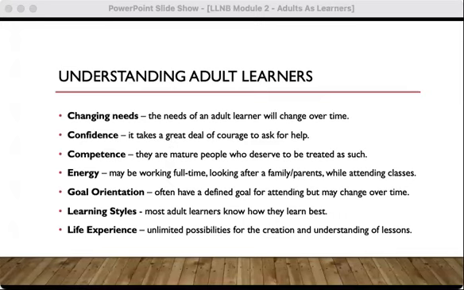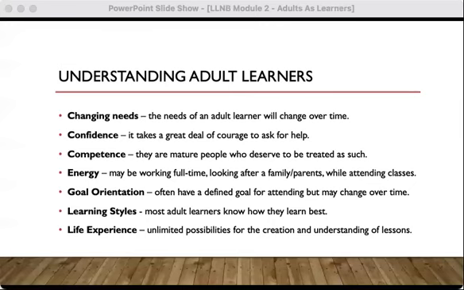Confidence. Adults often come into a learning situation with fear and apprehension, following a long history of failure. It takes a great deal of courage to admit their needs and to ask for assistance. Once in the program, some may exhibit negative attitudes because of those past failures. We can help to build their confidence.